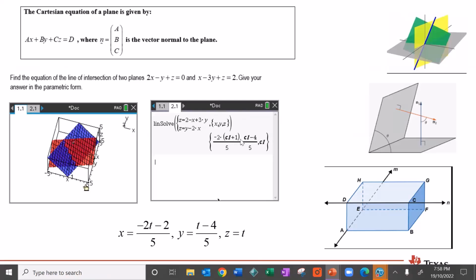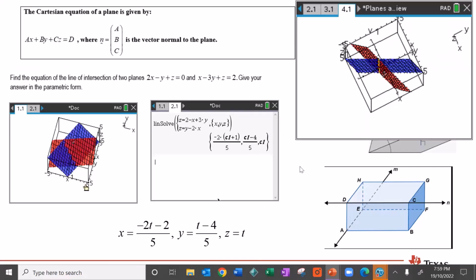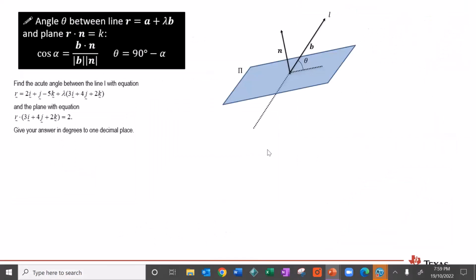And of course, if you do it a few times, your c1 will change to c2 and so on. So z is t, y is that, and x is that. And these are the parametric equations of a straight line. We looked at the vector equation, and also we have the Cartesian equation. If we make t the subject and equate them, then this is the third form, which is the parametric form. And we did this nice intersection there.